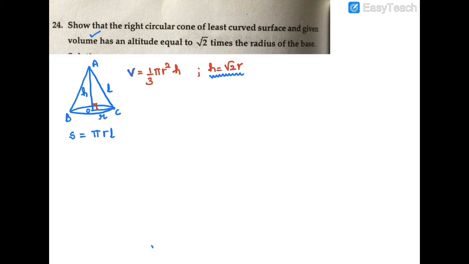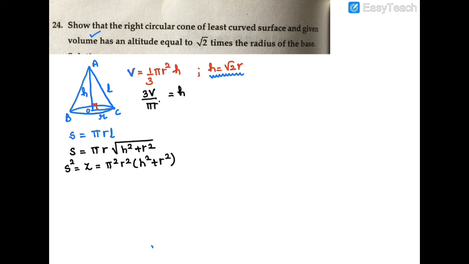And you can see over here that I require h and r. So the first thing that we do is write S is equal to pi r l, and l can be written as under root of h square plus r square. Then I'm squaring both the sides just to remove that under root, and I'm representing it by the symbol z, giving me pi square r square into h square plus r square. And I take the value of h from here as 3v by pi r square.